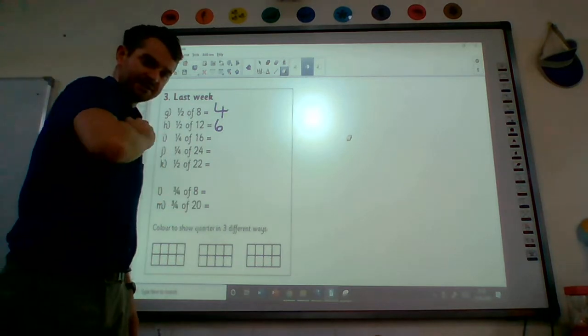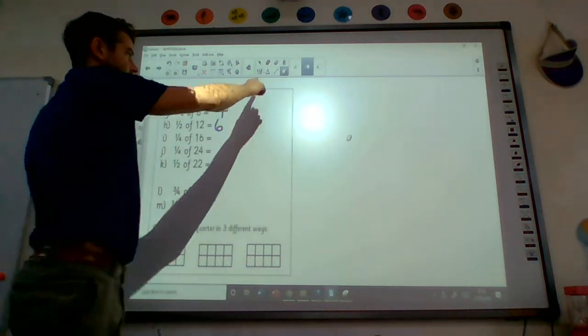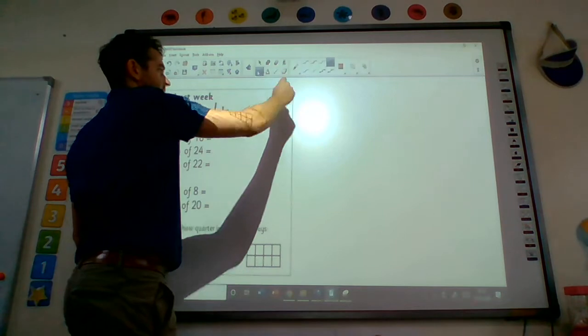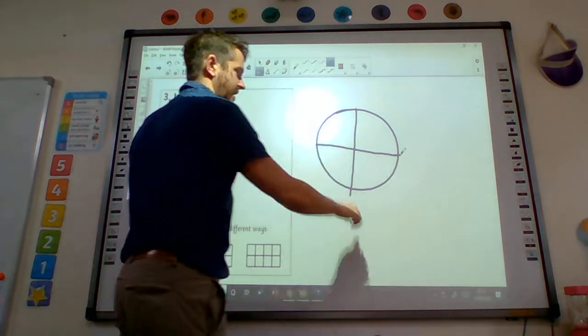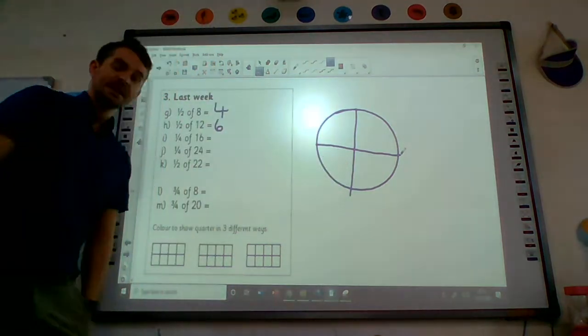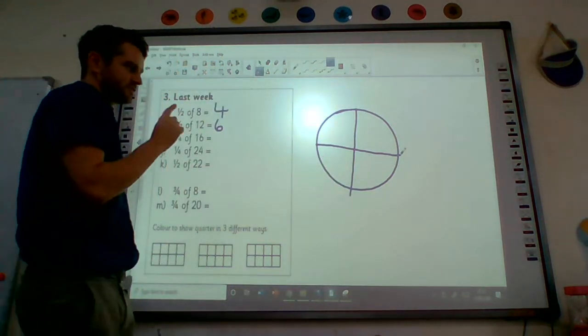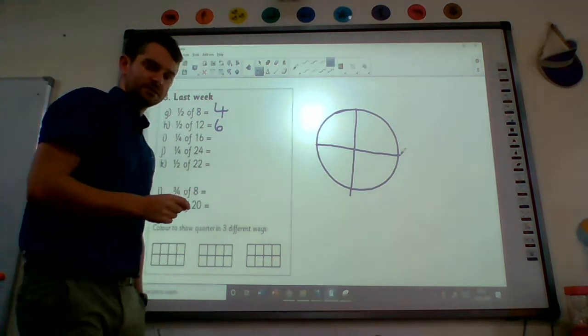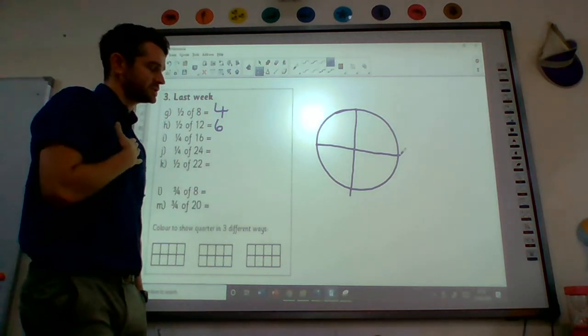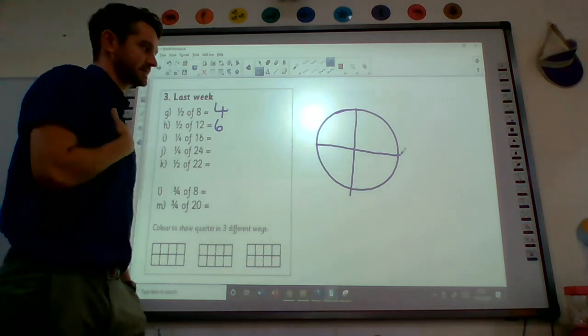That's half and half again. If you need a reminder, quarters, half, half again. 4 equal sections. Now share 16 to find quarter of 16. Pause the video. Okay, my turn to find quarter of 16.